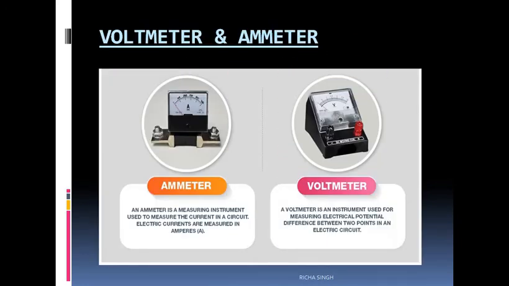Next is voltmeter and ammeter. These are also two devices which we use in an electrical circuit. Maybe not here in class 8, but you will study this in class 9. So you should know the difference between the two. An ammeter is a device used to measure the current in a circuit, that is, how much current is passing, and the unit of current is ampere. A voltmeter is used to measure the potential difference between two points, and voltage is measured in volts. This is the difference between ammeter and voltmeter.